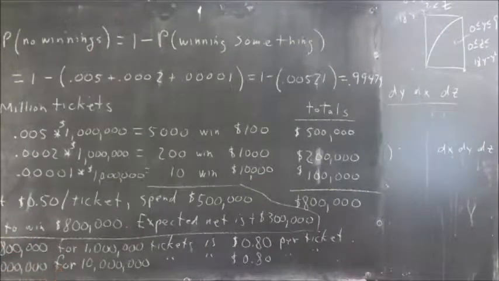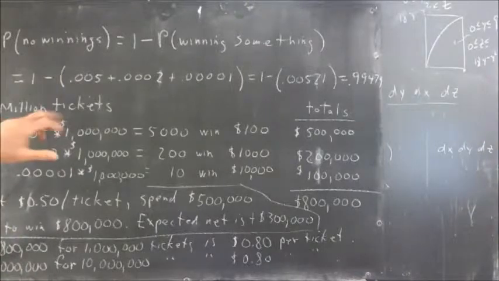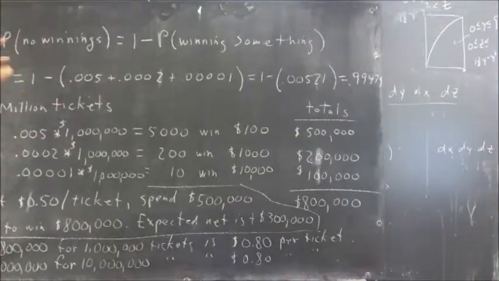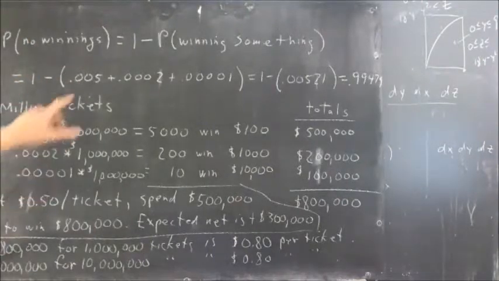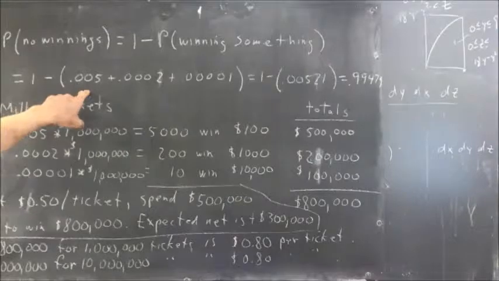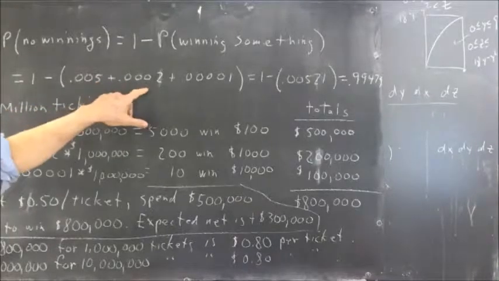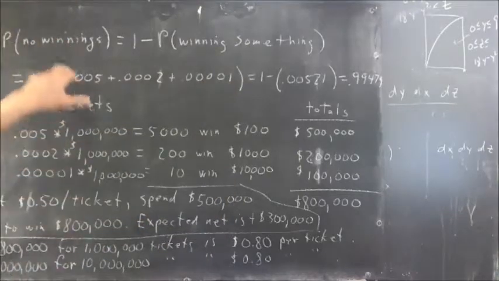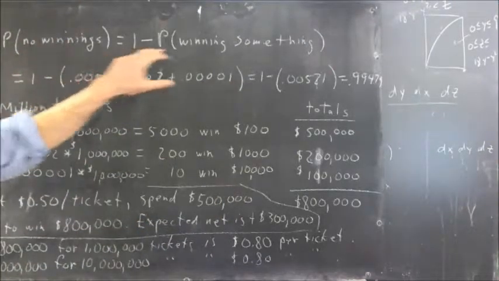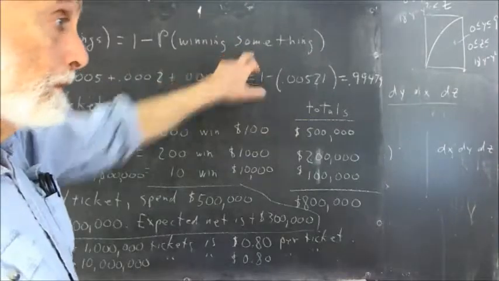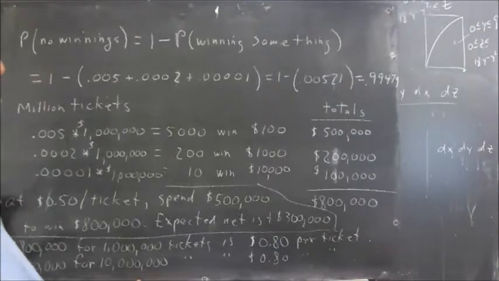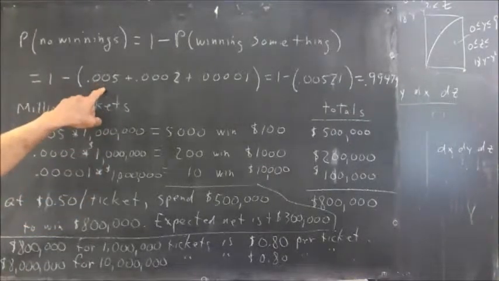Looking at the questions for today's document, the first question involved the probability of no winnings when playing a lottery where you have a .005 probability of winning one amount, .002 of another, and .0001 of another. So the probability of winning nothing is 1 minus the probability of winning something, and the probability of winning something is simply the probability of winning one thing.